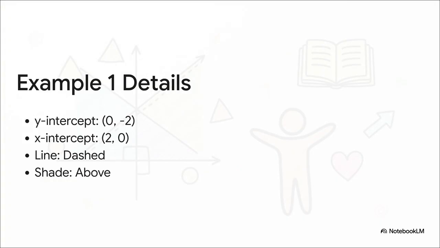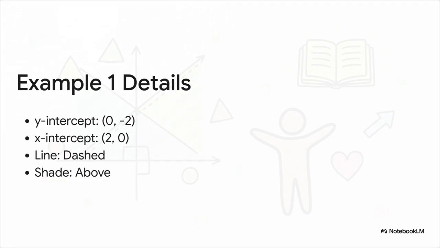We start by grabbing our intercepts. When x is 0, y is negative 2. Boom, (0, -2) is our y-intercept. Then we find the x-intercept by making y 0, which gives us an x value of 2. We plot those 2 points, connect them with that dashed line we talked about, and then, because it is greater than, we take our pencils and boldly shade that entire expansive space above the line.